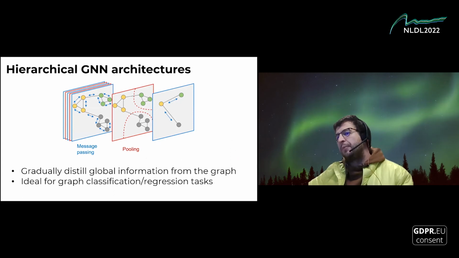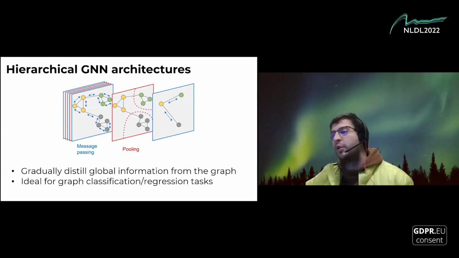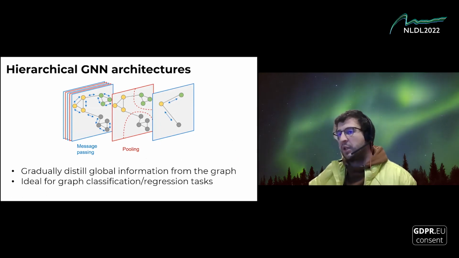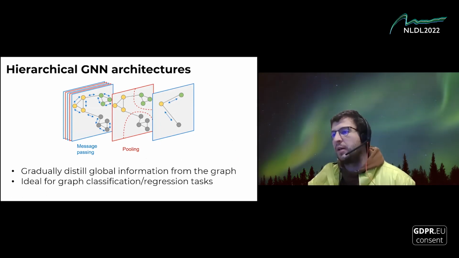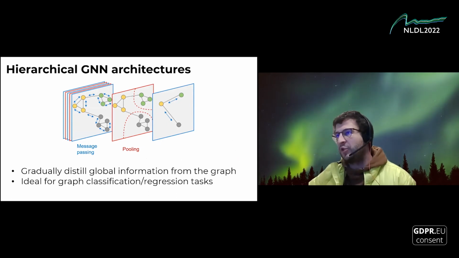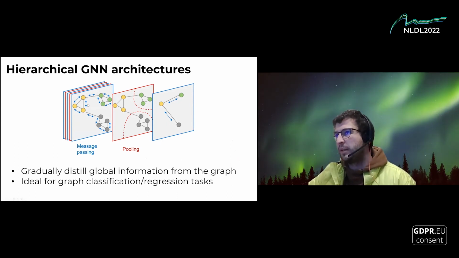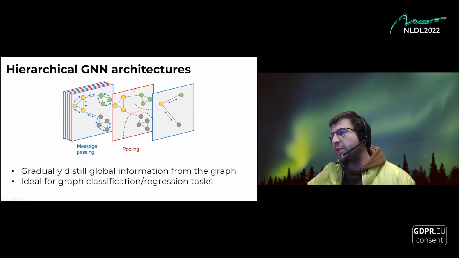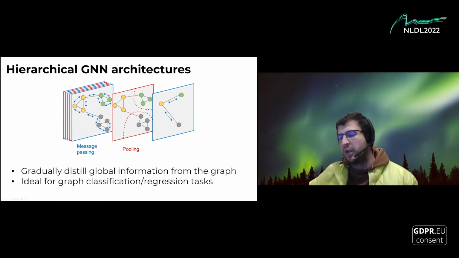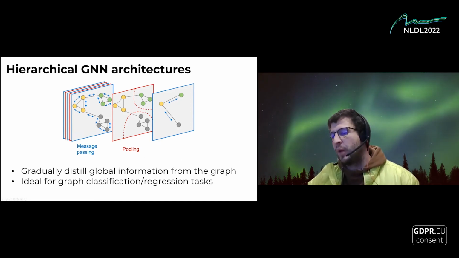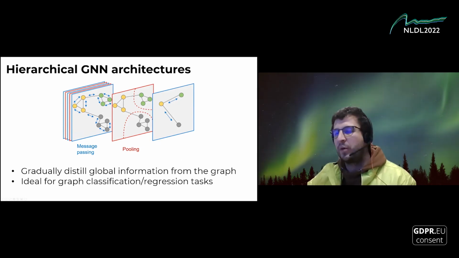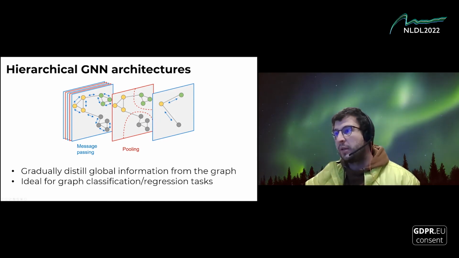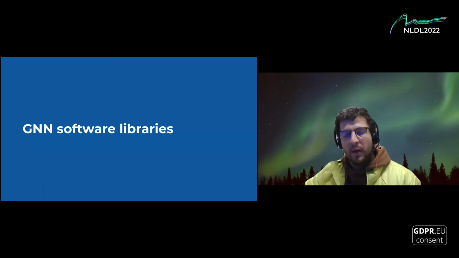So why do we want to have graph pooling? Well, because it's very useful for gradually distilling some global information from the graph, such as is used in tasks like graph classification or graph regression. So we gradually exchange information and then we summarize the content until we end up with a single value, or categorical value, which represents, for example, the class of a graph.